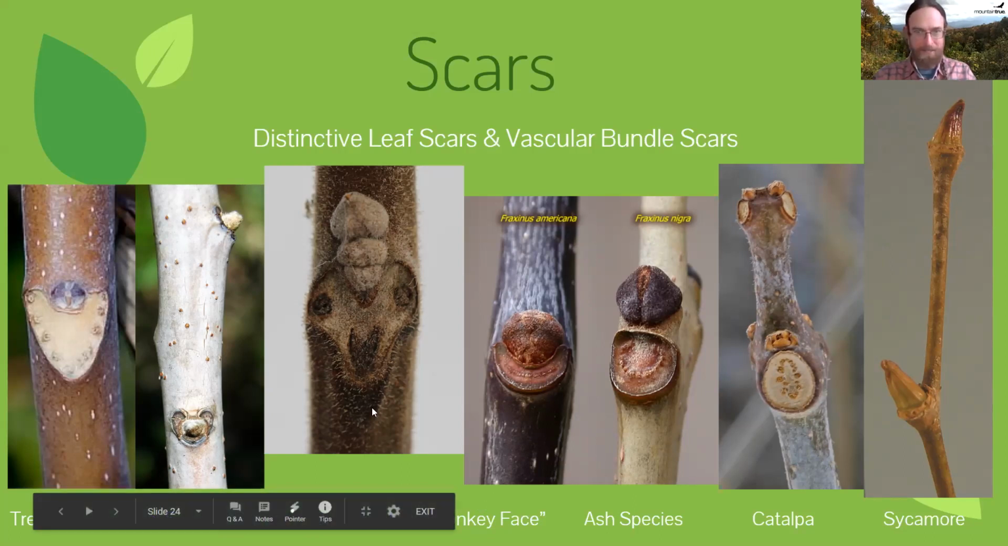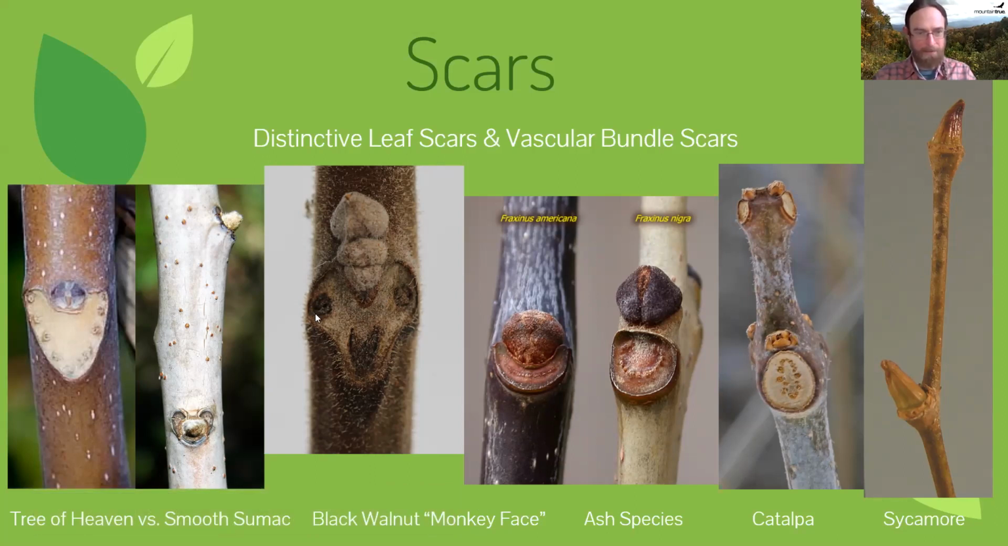Oh, that's a black walnut. I see now. Yeah, black walnut. So they say the monkey face on the black walnut. That makes sense. Anyway, mnemonics like that can help you. You also notice how fuzzy the twig is. Lots of different clues in the black walnut.